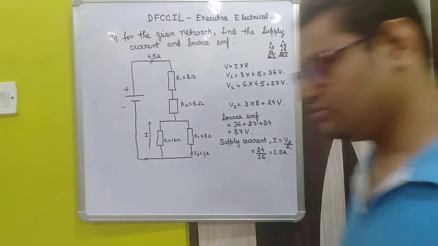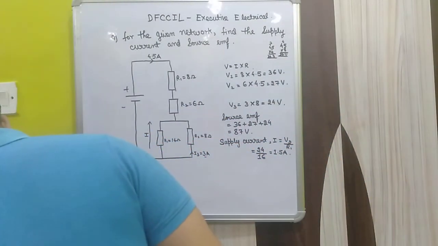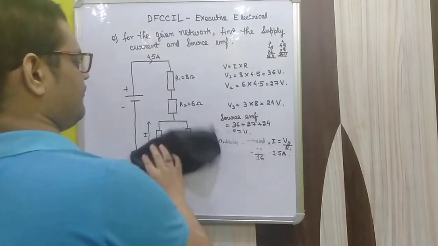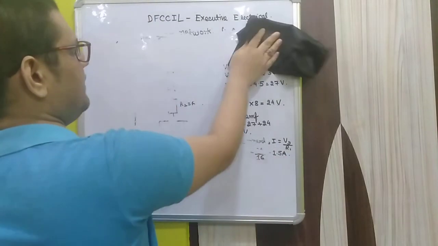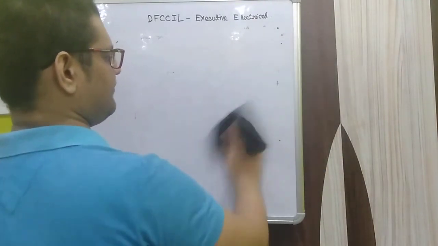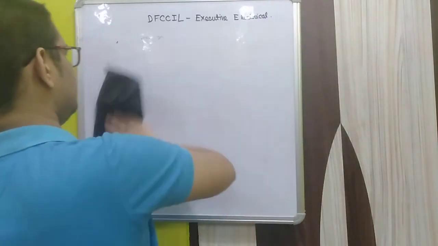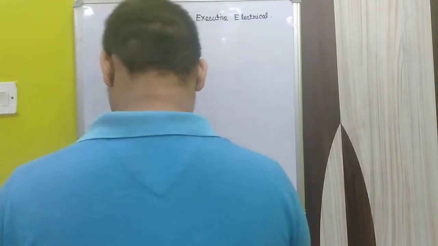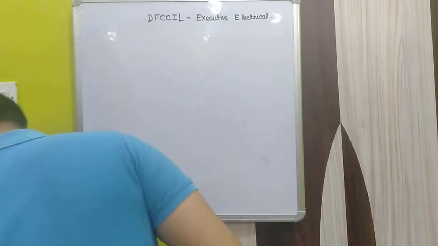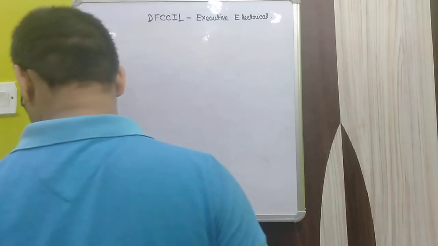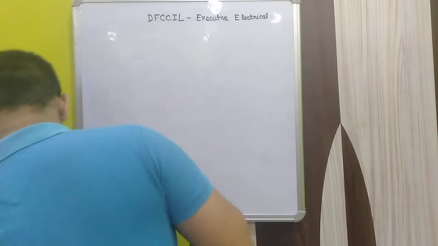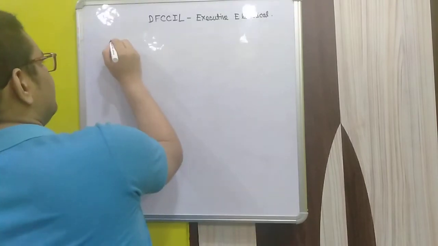Now I proceed to the next question. The next question is also very important for your examination, or maybe even for the forthcoming examination for the dedicated freight corridor in 2021. So I'm writing the question over here. For the given network, calculate the power developed across R1 and R2 respectively.